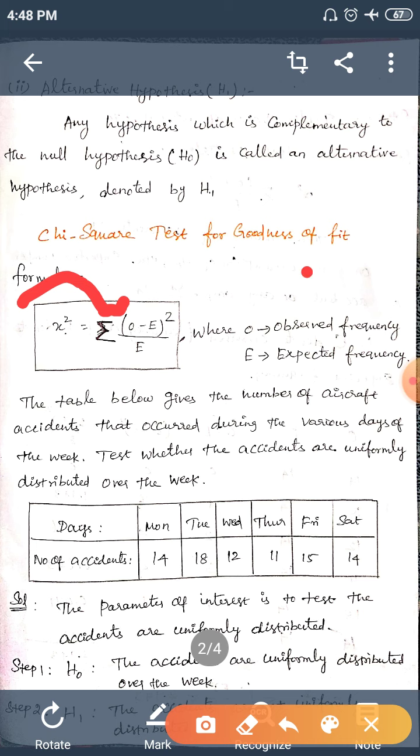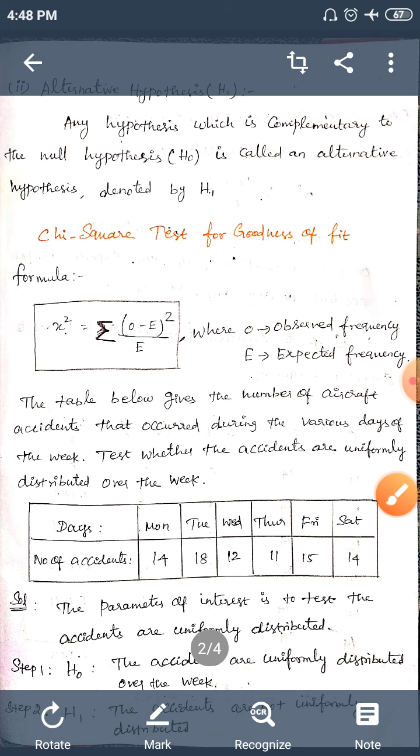So first we choose the parameter. The parameter of interest is to test whether the accidents are uniformly distributed. Step 1: the null hypothesis H naught is that the accidents are uniformly distributed over the week. Step 2: the alternate hypothesis H1 is that the accidents are not uniformly distributed, because H naught takes them as uniformly distributed over the week.